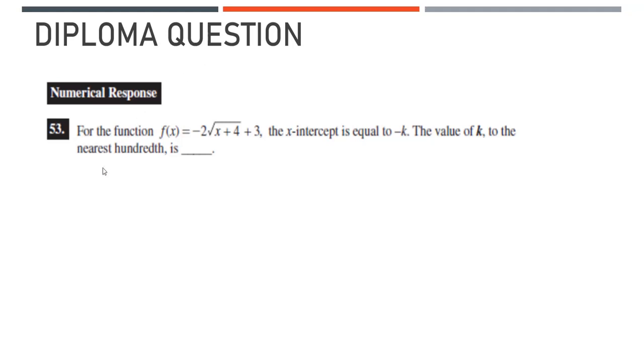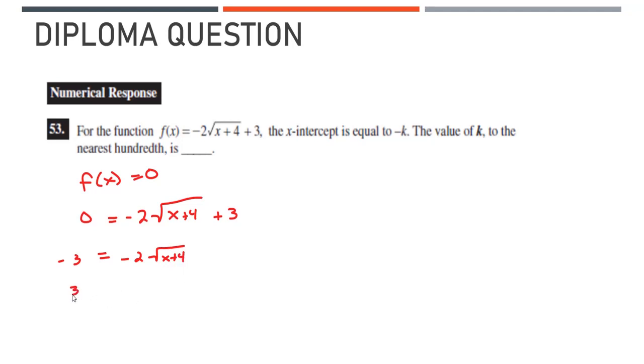Okay, so we need to find out when our height is 0. So when is f of x equal to 0? We're going to substitute in 0 and then start solving. Now this is numeric response. You could use a calculator, but we'll do it algebraically. So we're going to subtract 3 from both sides and get negative 3. And then we're going to divide both sides by negative 2.